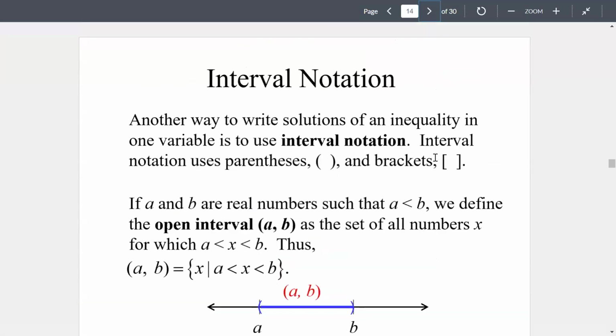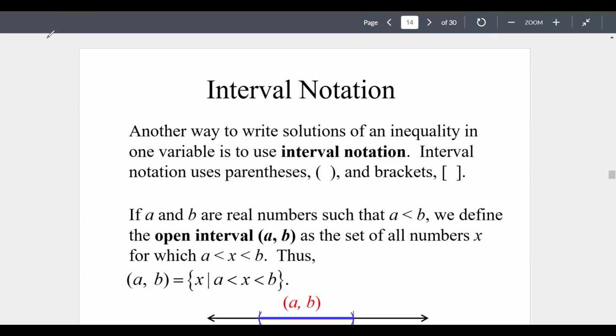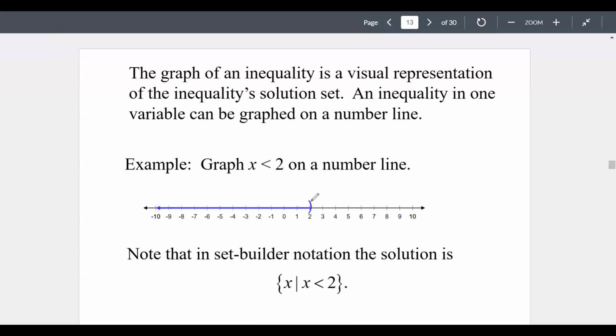We need something called interval notation. Interval notation is a way that we can write solutions to inequalities. Another way to write a solution for an inequality in one variable is to use what we call interval notation. Interval notation uses parentheses and brackets to symbolize what kind of inequalities we have. And what we have here is what we call open and closed points.